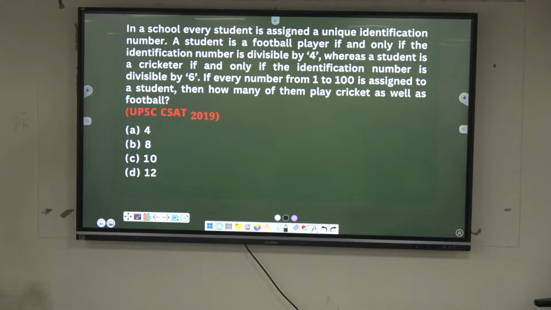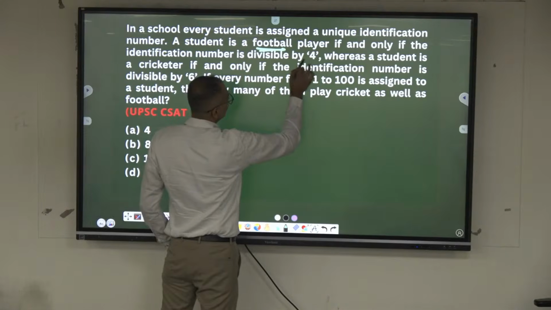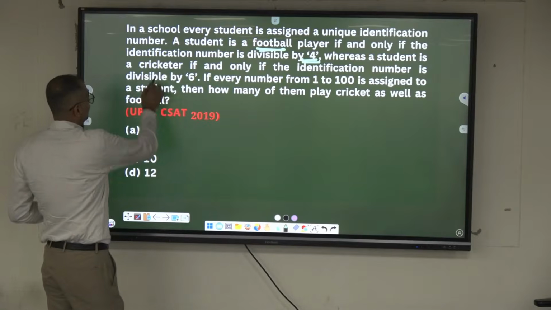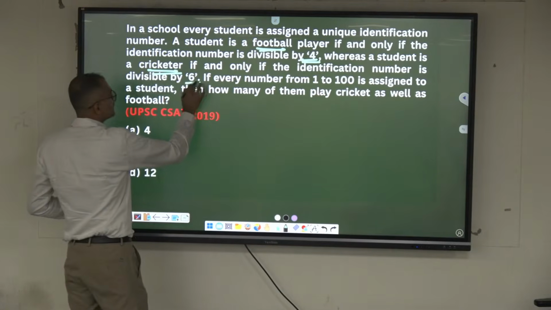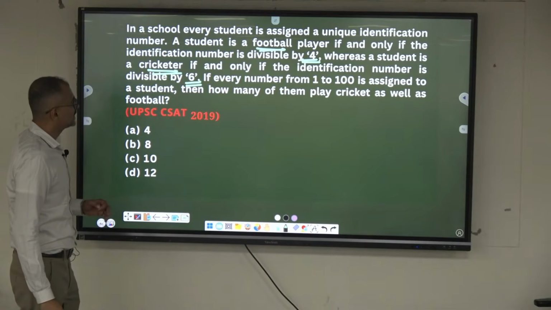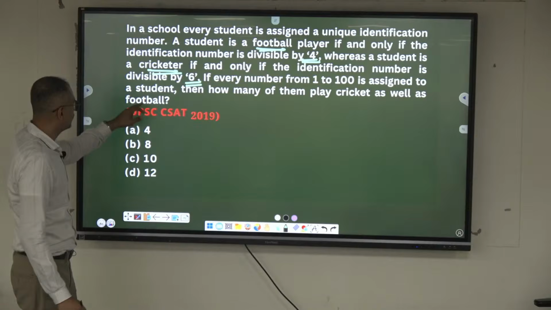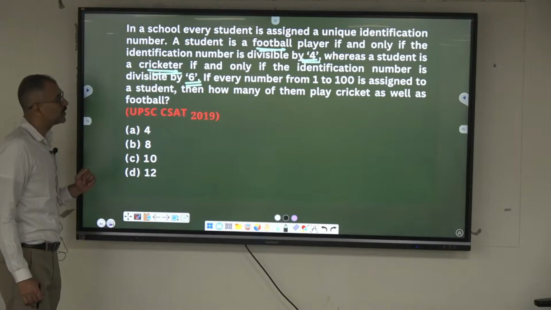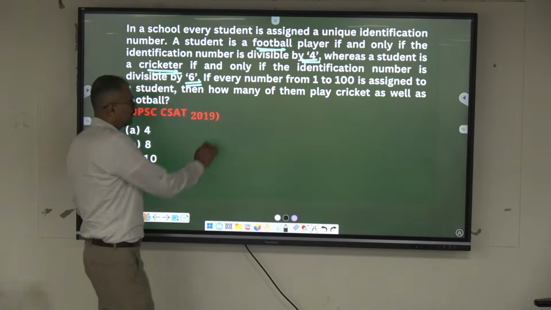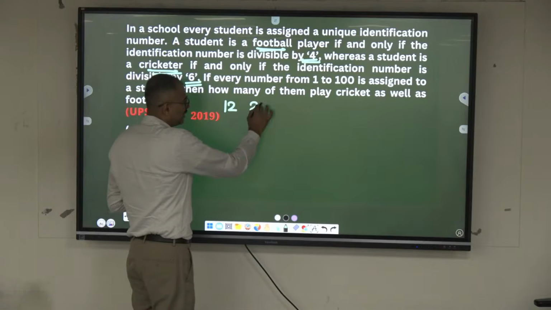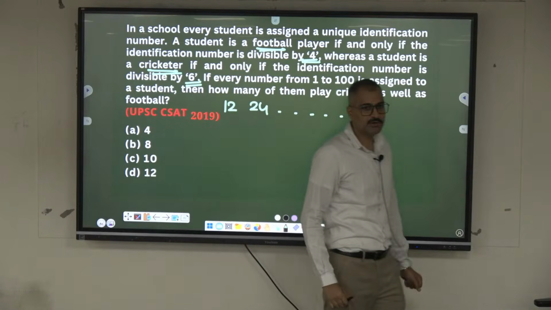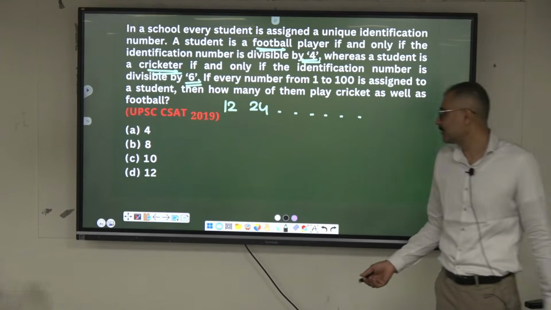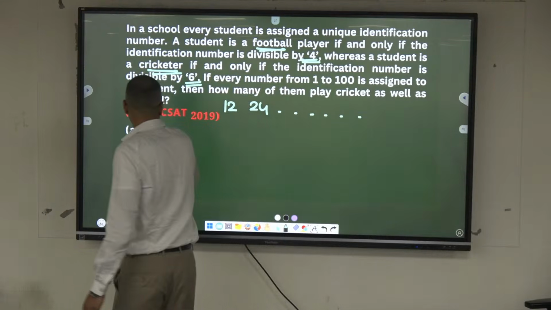Very similar. In a school, every student is assigned a unique identification number. A student is a football player if and only if the identification number is a multiple of 4. Whereas a student is a cricketer if and only if the identification number is a multiple of 6. 4 for football, 6 for cricketer. If every number from 1 to 100 is assigned to a student, then how many of them play cricket as well as football? Meaning common multiple of both? Yeah, 6 and 4 LCM is how much? 12. Next up, 24. Then count up to 100. 12 into 8 is 96. So how many players? 8 players, up to 96.